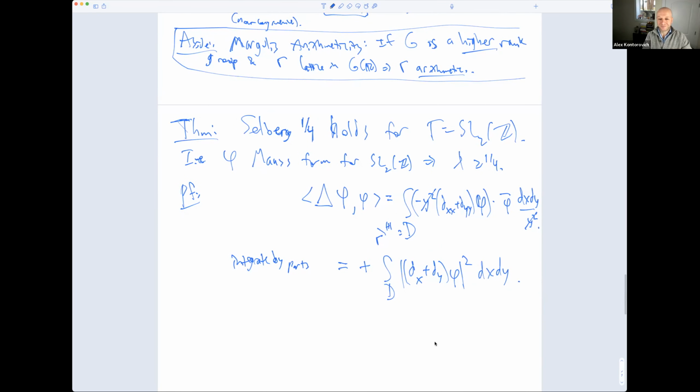So far, so good. Which, by the way, tells us that this is non-negative. And if phi is an eigenfunction, then the Laplacian of phi is equal to lambda phi. So this is lambda times the norm of phi squared.